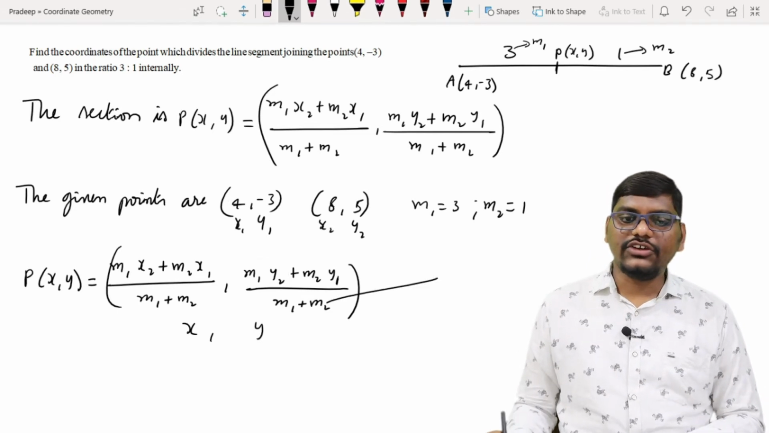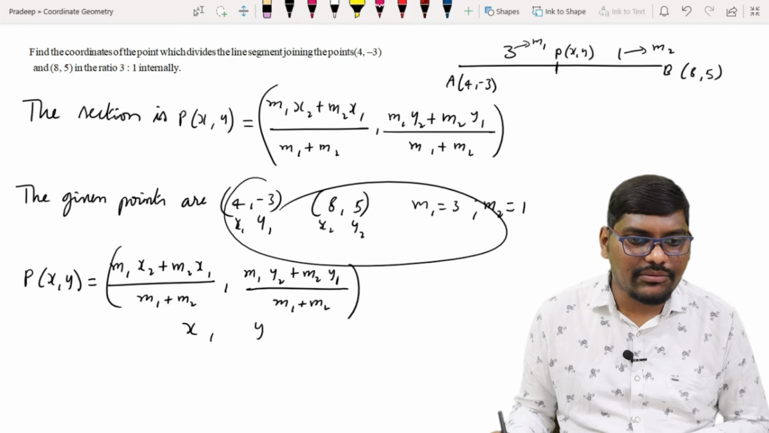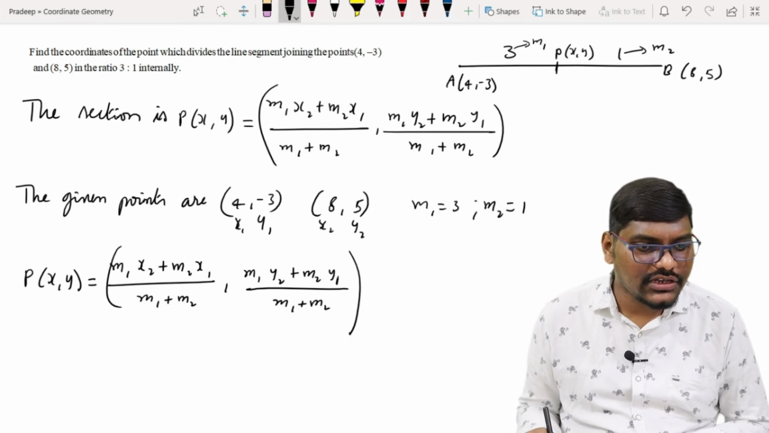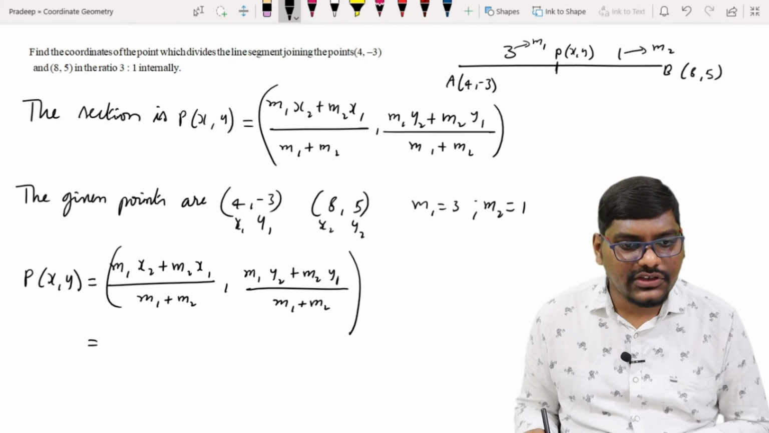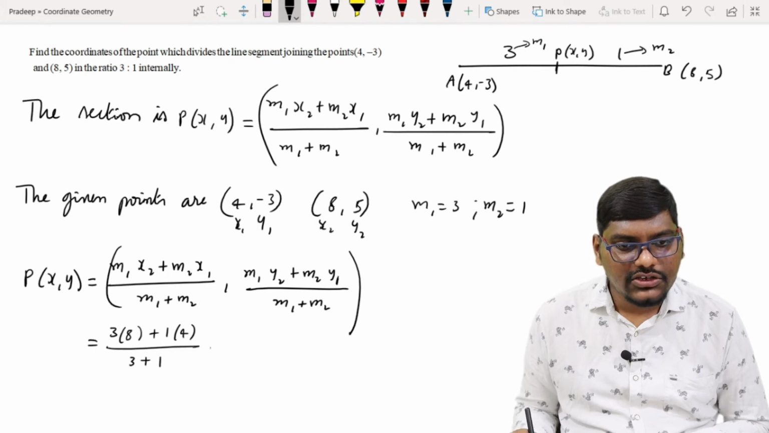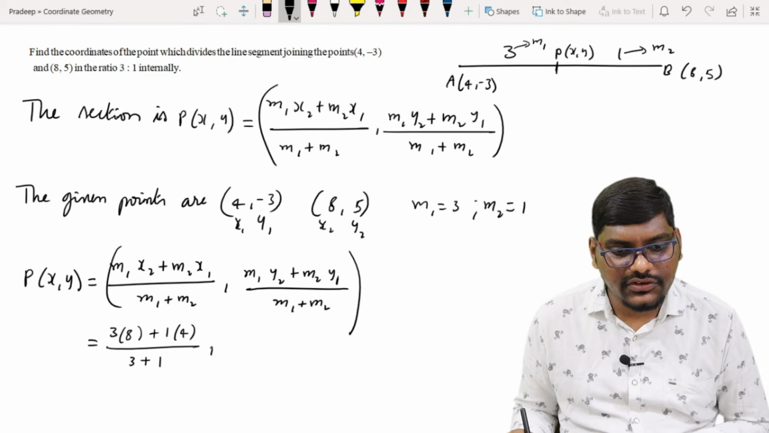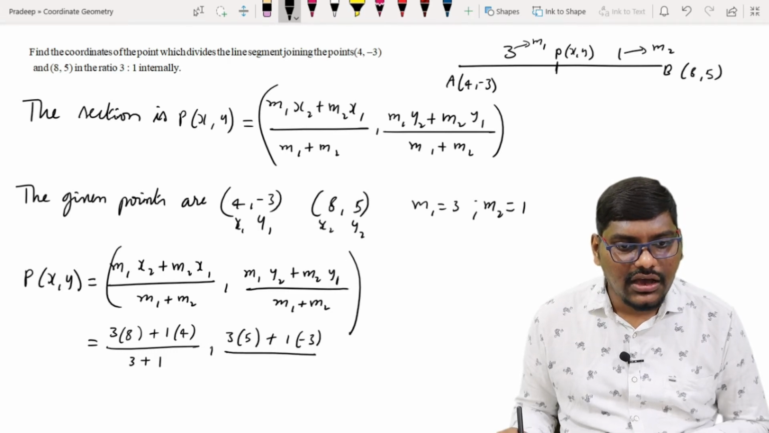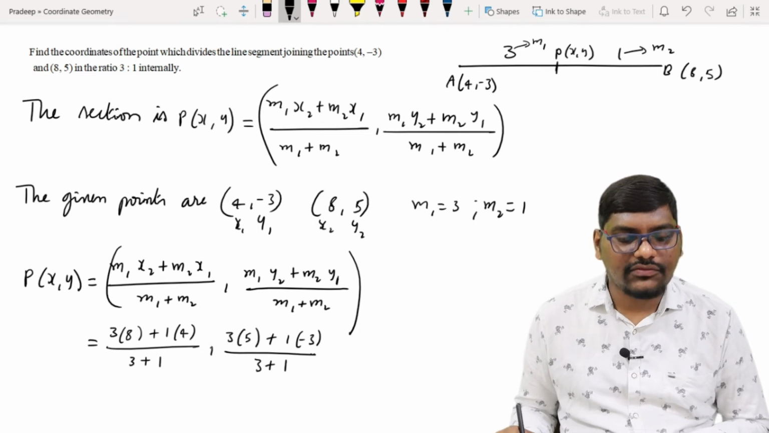So let's try to solve this one. We'll take these values and substitute them in the formula. m1 is how much? It was 3, x2 is 8, and m2 is 1, and x1 is 4. So m1 is 3 and m2 is 1. Again for y, m1 is 3, and y2 is 5, and m2 is 1, and y1 is minus 3, by 3 plus 1 in the denominator.